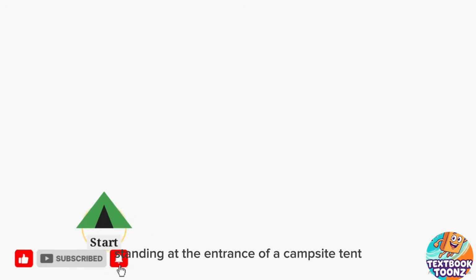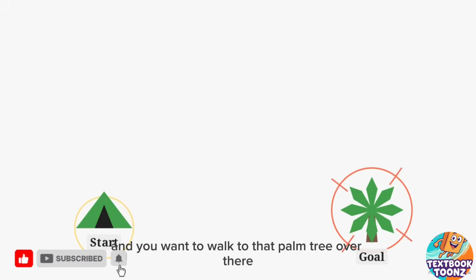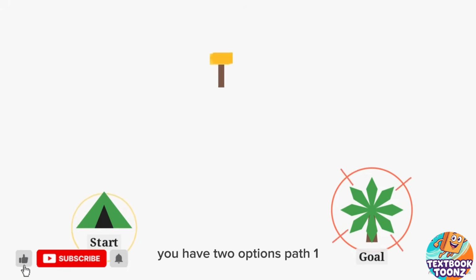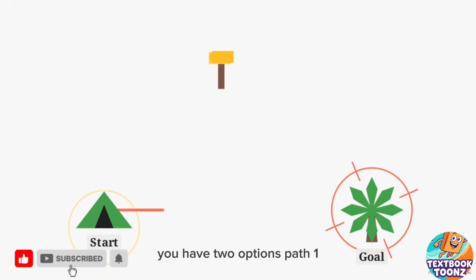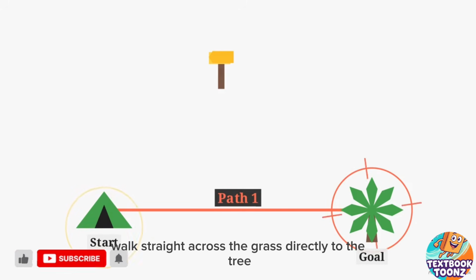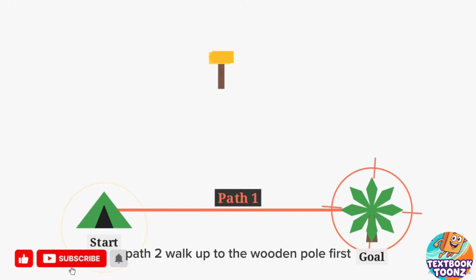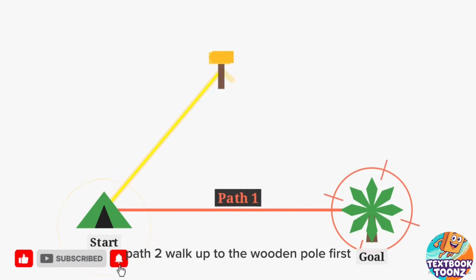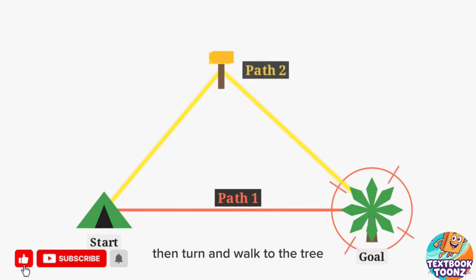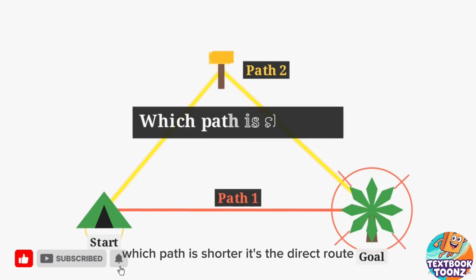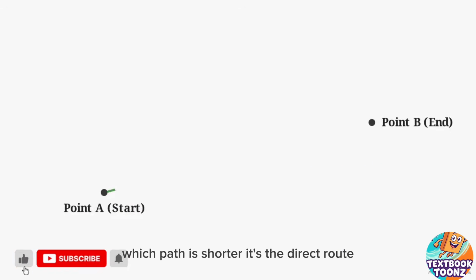Imagine you are standing at the entrance of a campsite tent, and you want to walk to that palm tree over there. You have 2 options. Path 1, walk straight across the grass directly to the tree. Path 2, walk up to the wooden pole first, then turn and walk to the tree. Which path is shorter? It's the direct route.